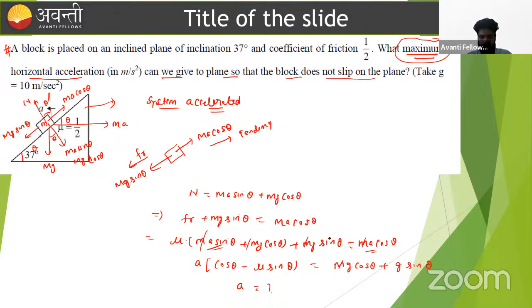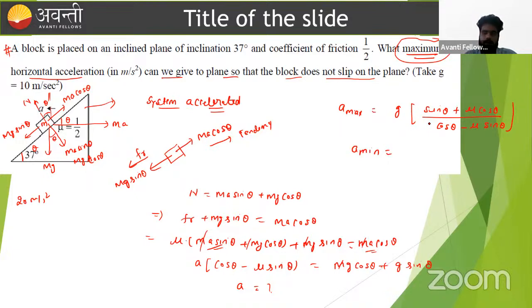So what is happening in this case, beta? What do we have to remember in such a scenario? The correct answer is 20 meter per second square. If we solve this, we will get the answer here. In this case, a maximum is given. How can we write the acceleration? A maximum is nothing but g times sin theta plus mu cos theta, divided by cos theta minus mu sin theta.